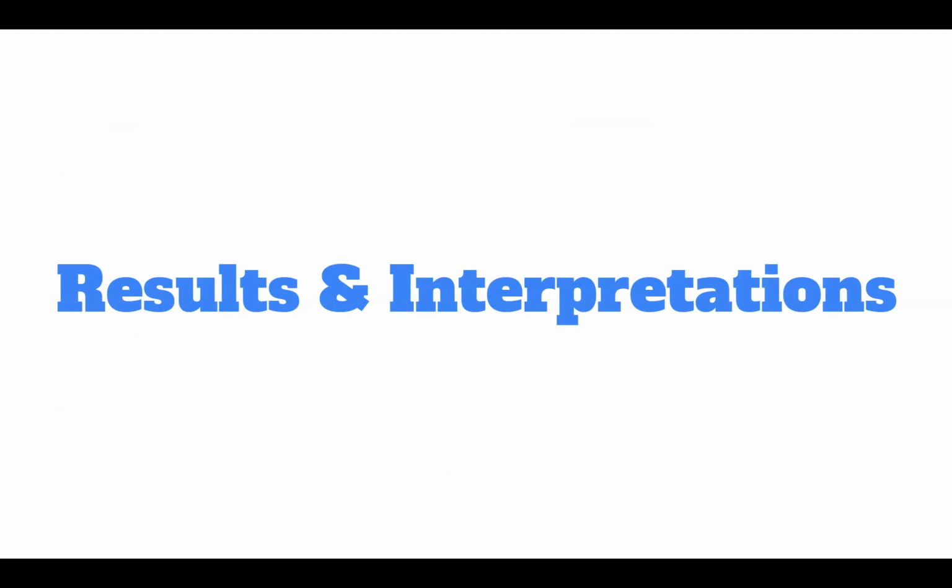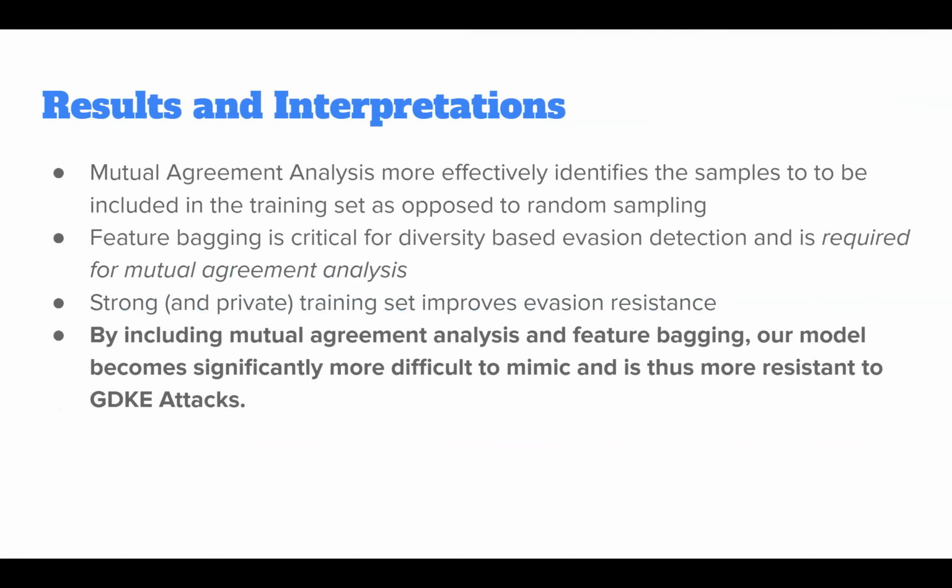Now we're going to talk about the results and the interpretation of those results. The conclusion we come to is that mutual agreement analysis effectively identifies the samples to be included in the training set as opposed to random sampling. Additionally, feature bagging is critical for diversity-based evasion detection, and that's what causes mutual agreement analysis to perform as well as it does.